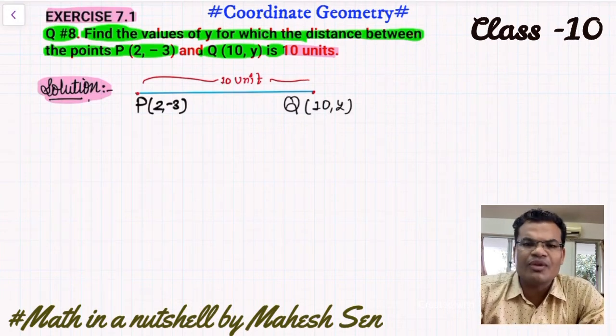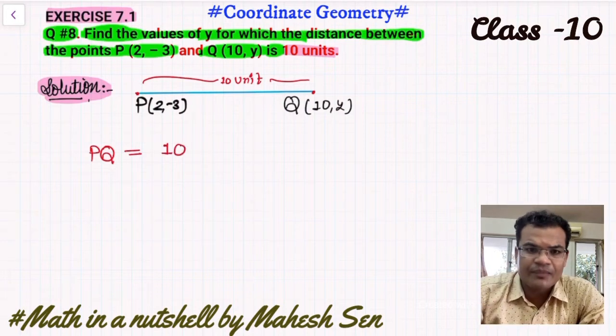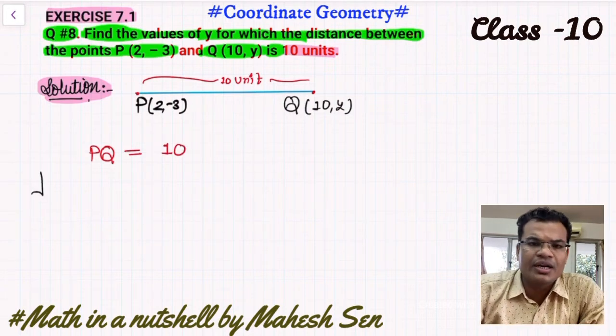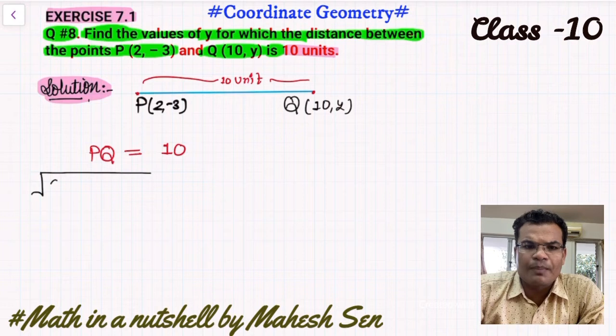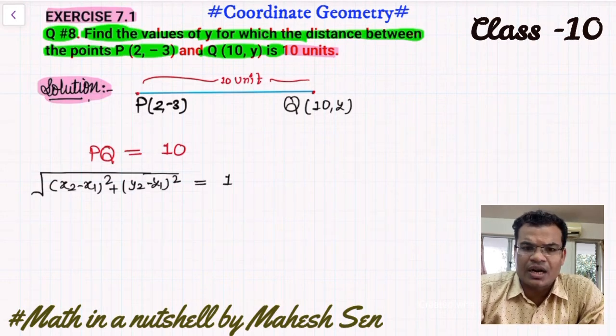Now we know very well the distance formula. The distance between PQ we have to find by the formula, and it is equal to 10. So PQ equals 10, it is given already. By the distance formula we'll write the square root of (x2 minus x1) whole square plus (y2 minus y1) whole square. After this we'll write equal to 10, and we'll put in the values and then remove the under root sign.